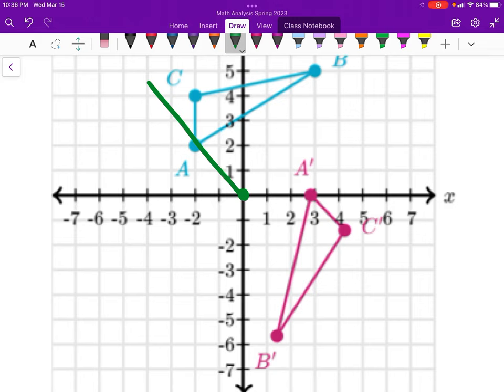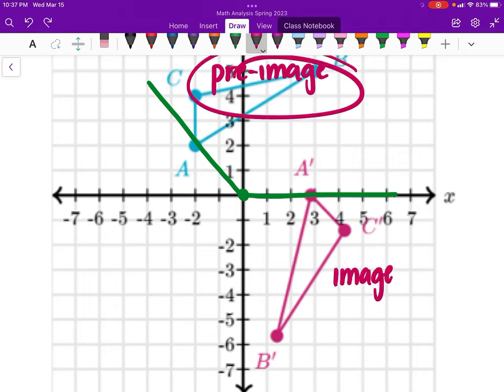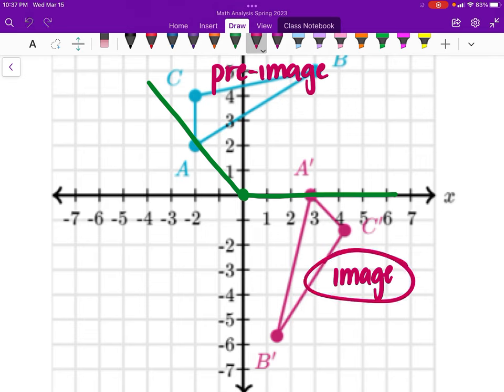Draw a line, and I am just going to make my line a little longer in this case. Once again, our goal is to go from the pre-image, this one, to the image, this one. Once again, the original to the new. In this case, we want to go either clockwise or counterclockwise. On this one, I am going to go with the shorter version.